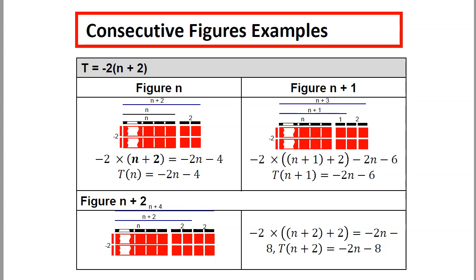And so we have the same ideas as before, now only with 2 rows. So figure n has 2 red strips and 4 red tiles. Figure n plus 1 has 2 red strips and now 6 red tiles. And figure n plus 2 has 2 red strips and 4 red tiles. You'll get lots of practice working with consecutive figures in activity 2.13.